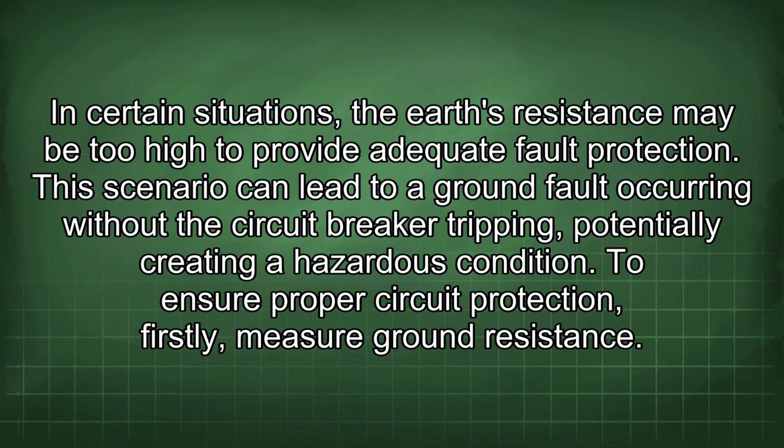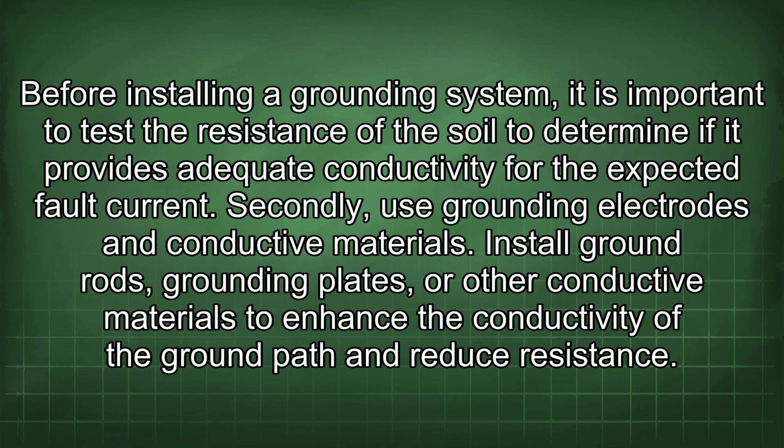To ensure proper circuit protection, firstly, measure ground resistance. Before installing a grounding system, it is important to test the resistance of the soil to determine if it provides adequate conductivity for the expected fault current. Secondly, use grounding electrodes and conductive materials. Install ground rods, grounding plates, or other conductive materials to enhance the conductivity of the ground path and reduce resistance.